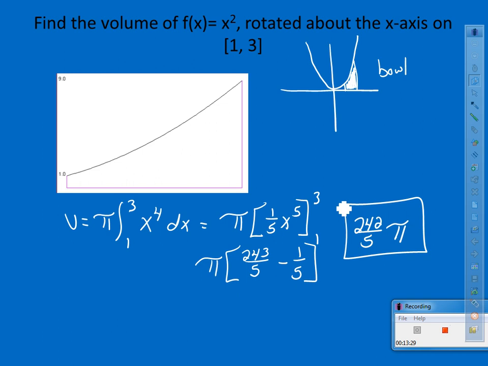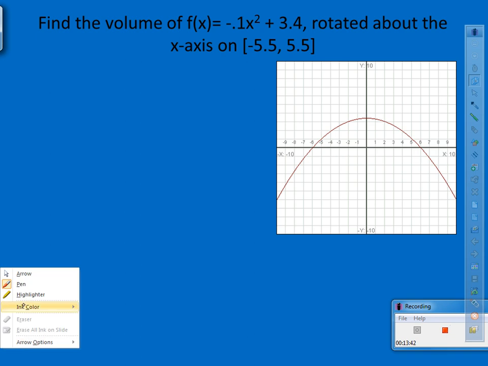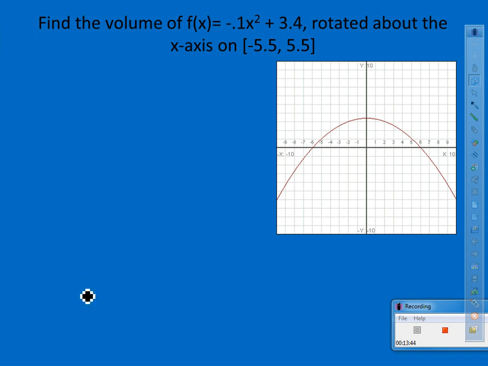Okay. I got my hardest one coming up on my 4th one. I'll show you the setup of it, and then we'll talk numbers. But here comes this next one. I'm going to find the volume of this figure. And I'm going to go from negative 5.5 to 5.5.